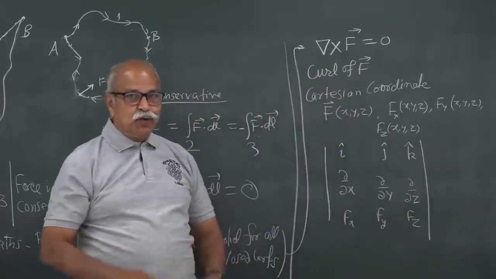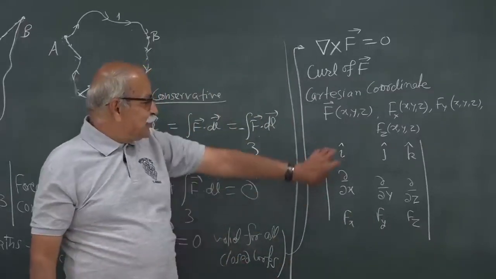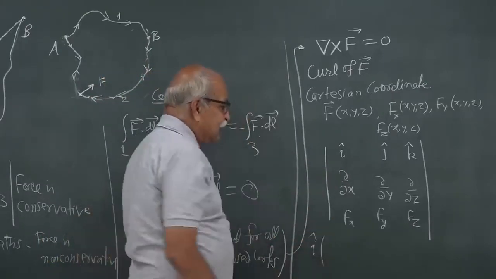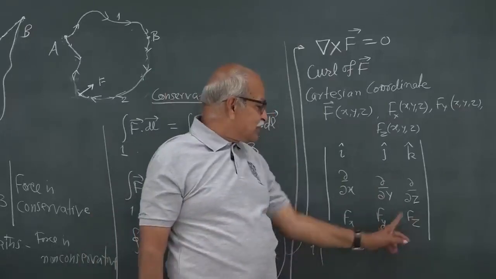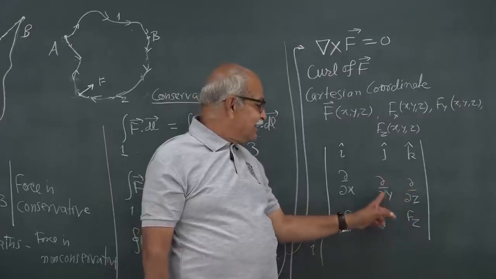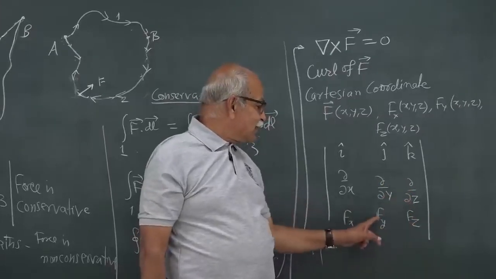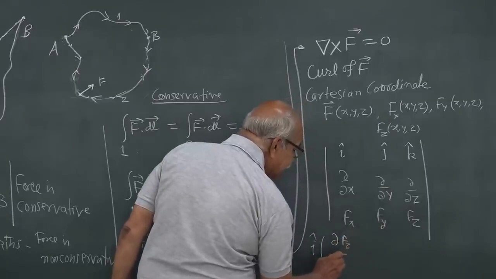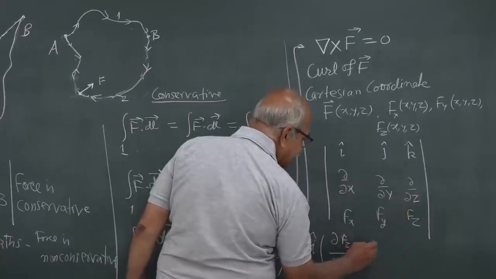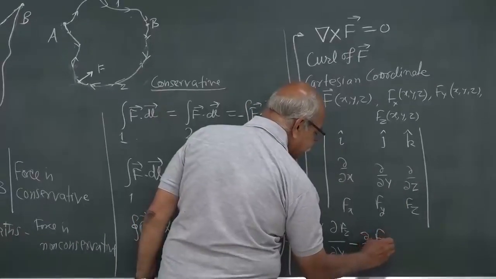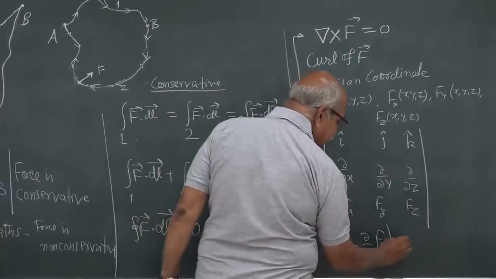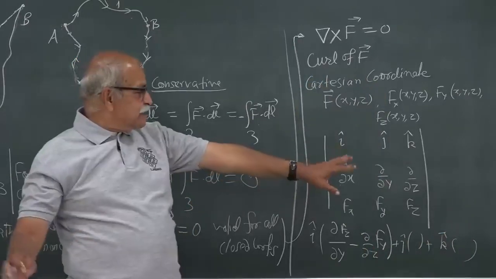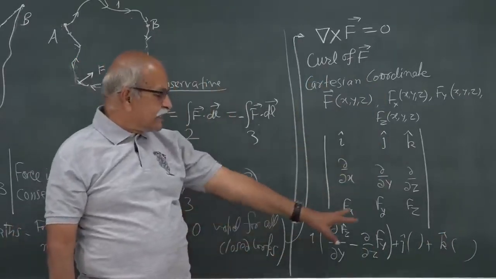You know how to open up a determinant. You write this element here, i cap, and then, as in algebra, this multiplied by this minus this multiplied by this. Here it will be del y of fz minus del z of fy. So you will write del fz by del y and minus del z of fy. And then similarly you do for the j cap part and for the k cap part, just as in algebra, you open up this determinant and write the expression.